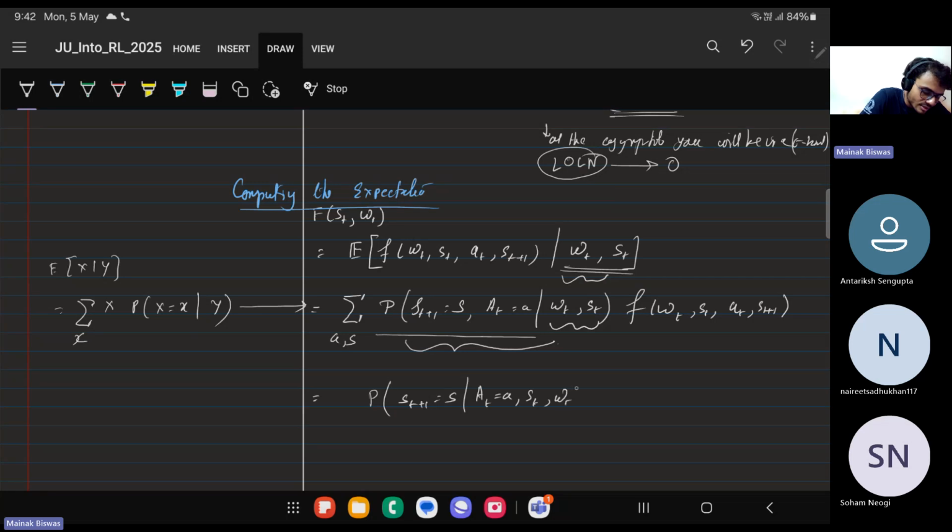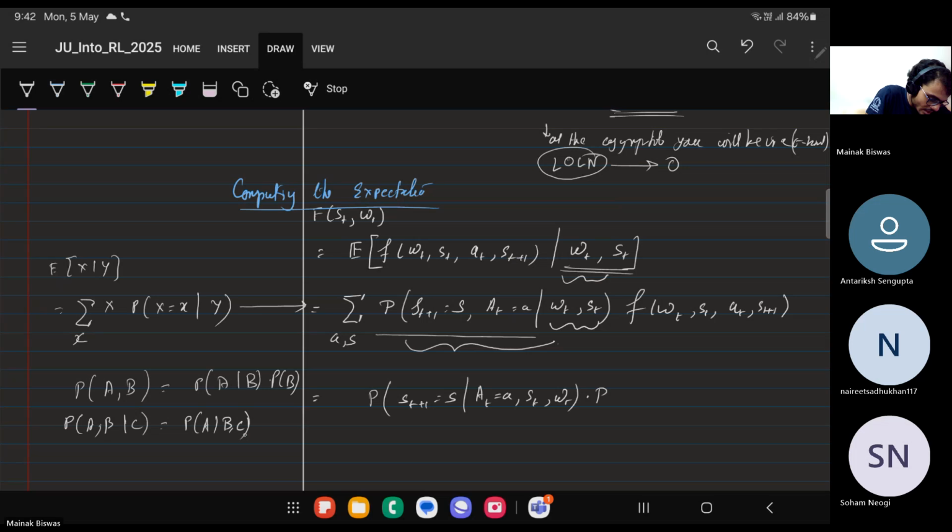given s_t and w_t. As you recall, the probability of A comma B is the same as the probability of A given B times the probability of B. Similarly, the probability of A comma B given C is the same as the probability of A given B comma C times the probability of B given C. So the given C just stays back. Just remember it this way. We have proved this, but this is the best way to remember, as I keep telling.